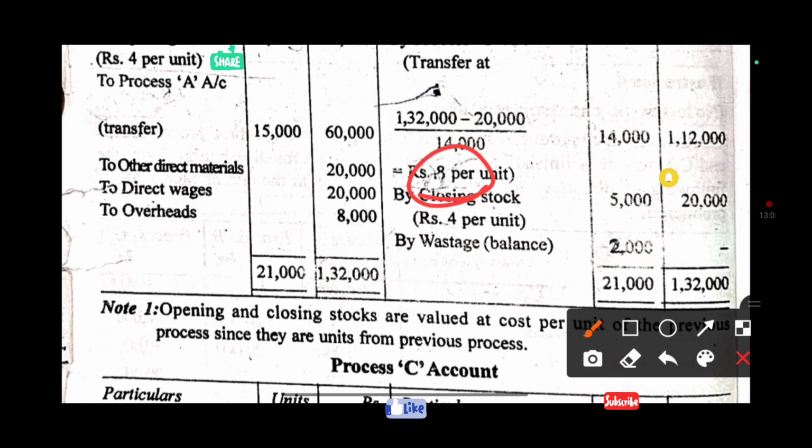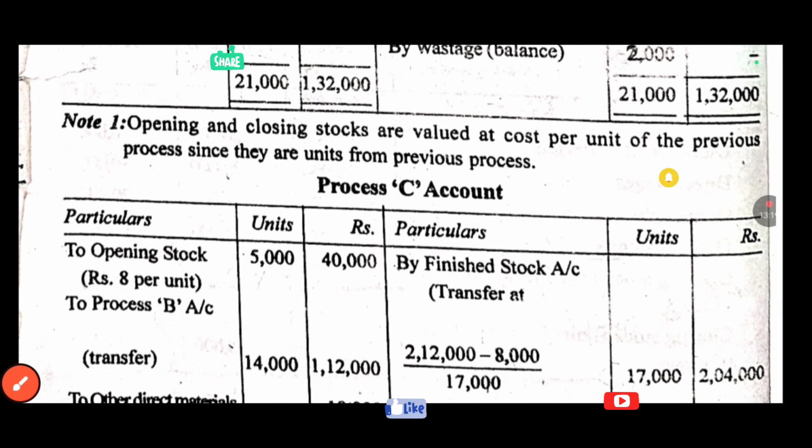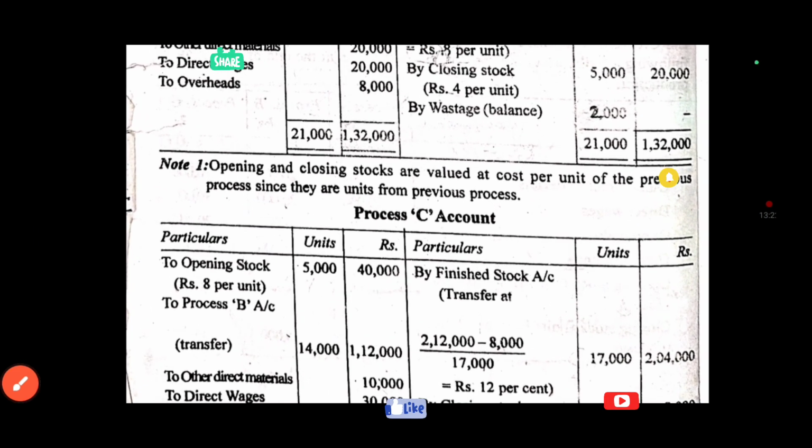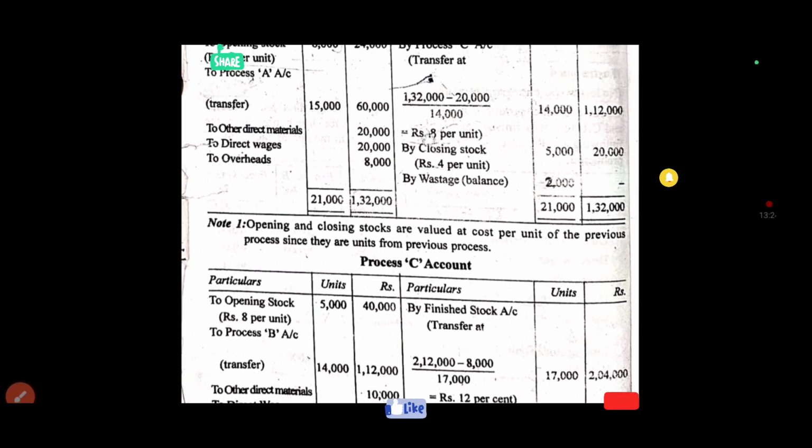Okay, process B's cost per unit is 8 rupees. How can you get it? Total cost divided by total output unit. Total cost is 1,12,000 divided by total output 14,000 units. You will get the cost per unit is 8 rupees. Okay, so the opening stock of process C is to be calculated with the previous process cost per unit.